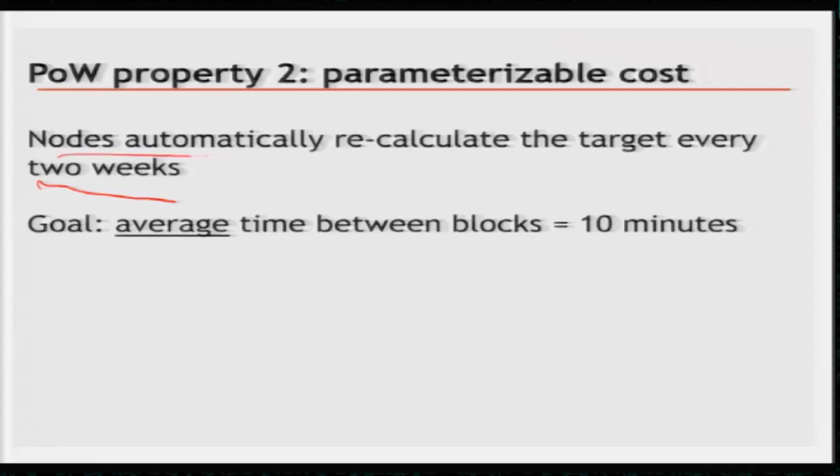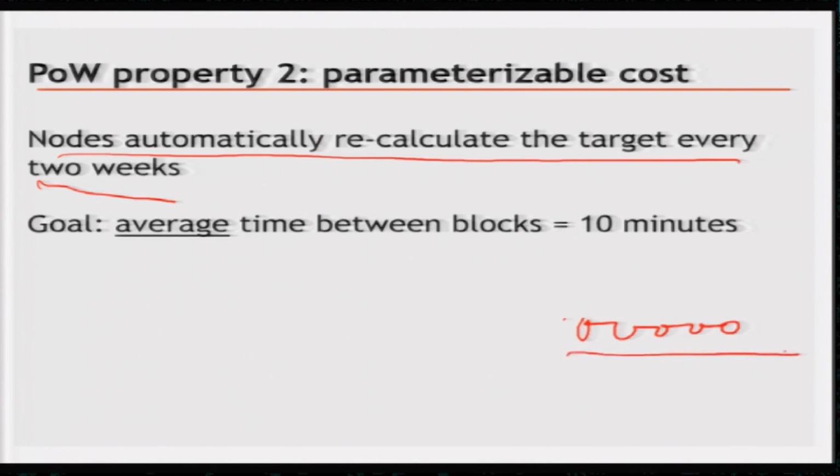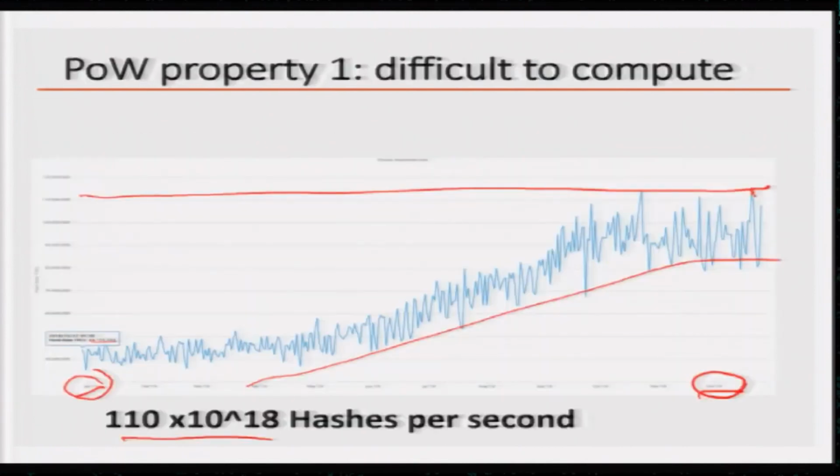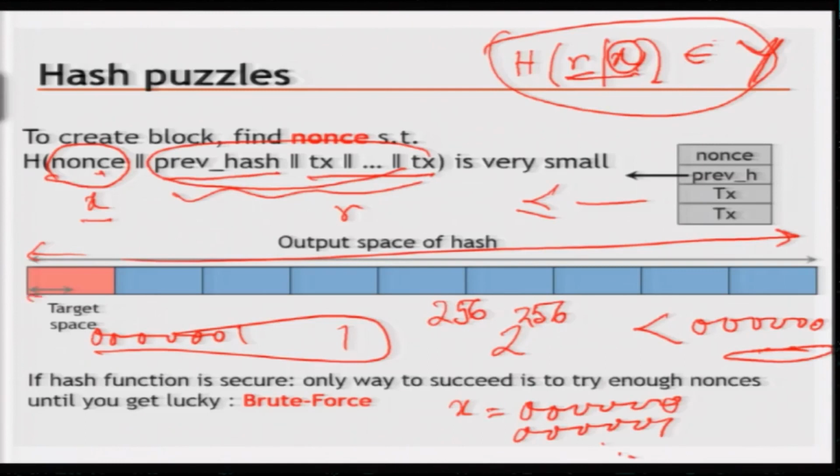you can compute even more efficiently. So, what happens is that every 2 weeks the nodes automatically recalculate the target. How many leading zeros you are going to require in your hash to win the hash puzzle keeps increasing. So, if you see here, let us say this is the target space today. After 2 weeks we find that the number of hashes per second has increased.